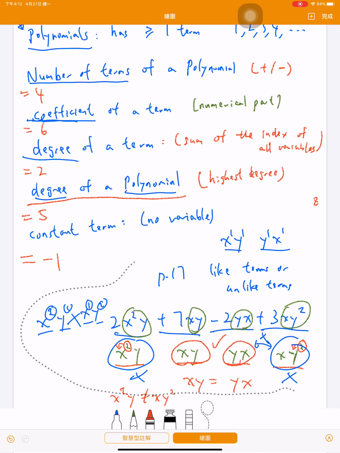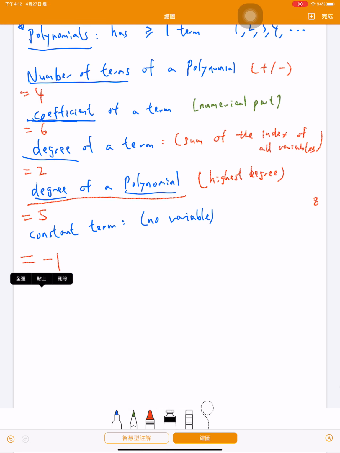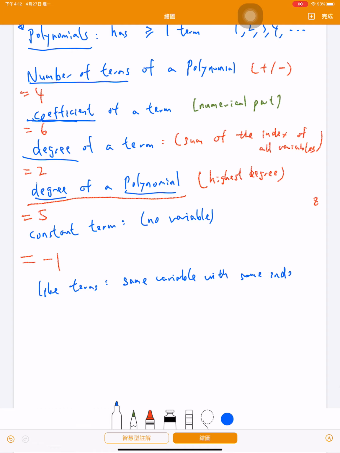Okay. So to conclude, like terms are terms that have the same variable with the same index. They are totally the same variable, same index. Okay, all are the same, besides the coefficient. Be careful, besides the coefficient.